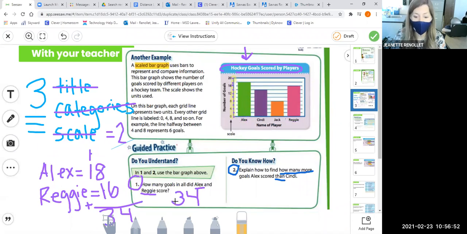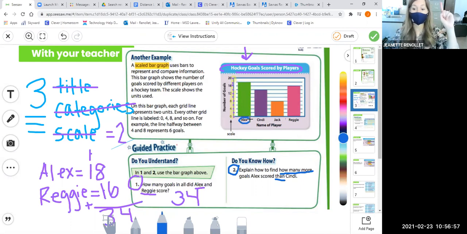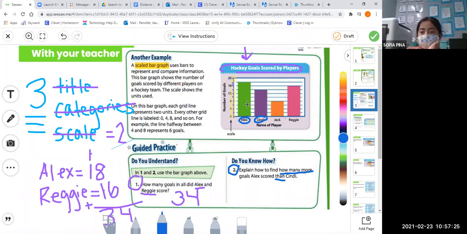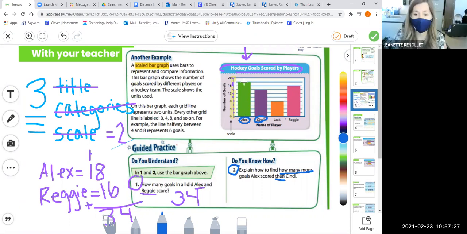Let's identify those categories on the graph. Alex is in green. We already talked about Alex. And Cindy is in purple. So first of all, who scored more goals, Alex or Cindy? Looking for a third grader who can share that out using our graph, using our data. How do we know who scored more goals? Gloria. Alex scored more goals because his bar is longer or taller.